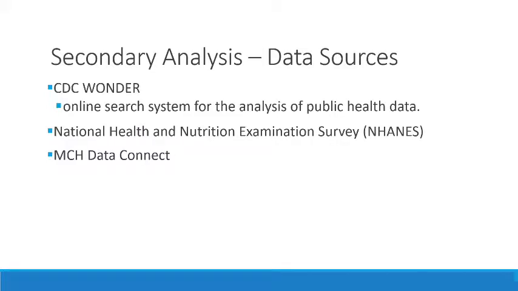Besides databases that have been generated by specific large studies, there are other sources of previously gathered data. The CDC has an online search system for public health data that is publicly available. Also, data from NHANES, the National Health and Nutrition Examination Survey, which is conducted annually, is also available. Harvard University maintains the MCH Data Connect, a collection of maternal and child health databases. The University of Michigan has a very large centralized system for storing databases. Other databases exist that collect health and public health data.